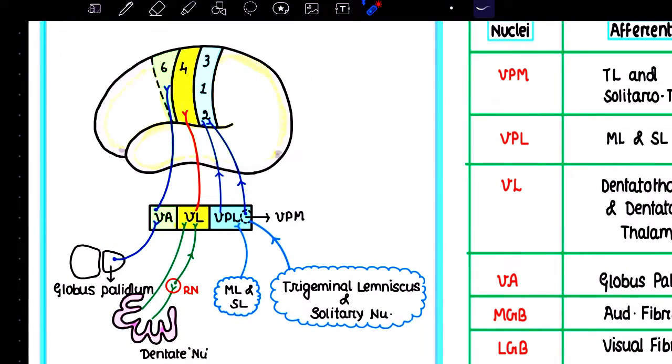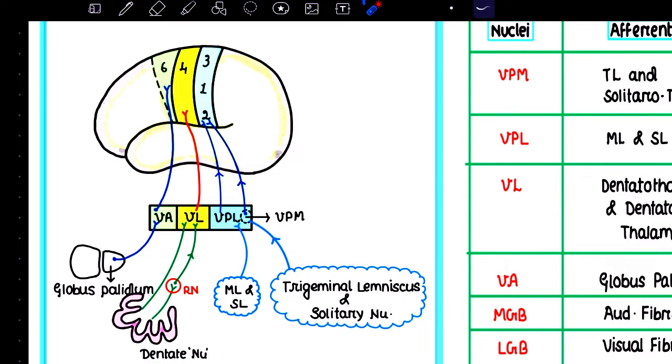Now from this dentate nucleus, some fibers go directly to the ventrolateral nucleus, but some of them connect with the red nucleus, then they go to the thalamus and then to the cerebral cortex, right. And they go to Brodmann number 4, pre-central gyrus. Now what is this pathway called? The dentatorubrothalamic pathway, right, because it goes from dentate to red nucleus to our thalamus.